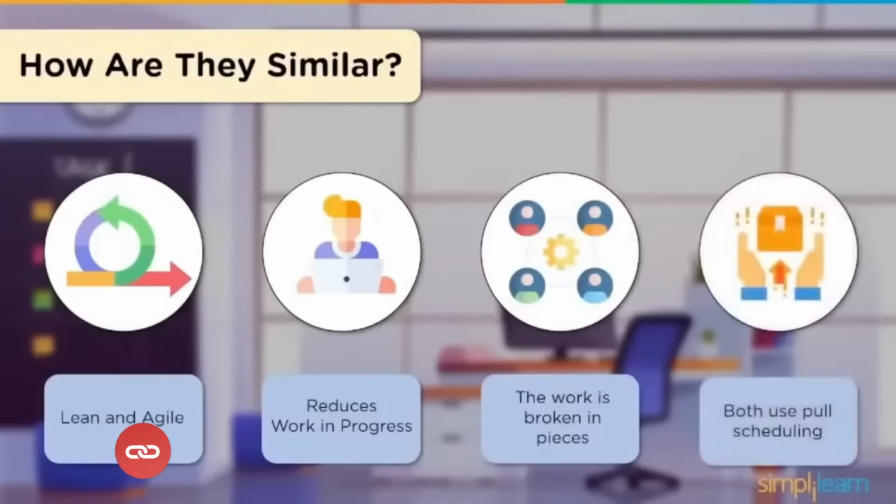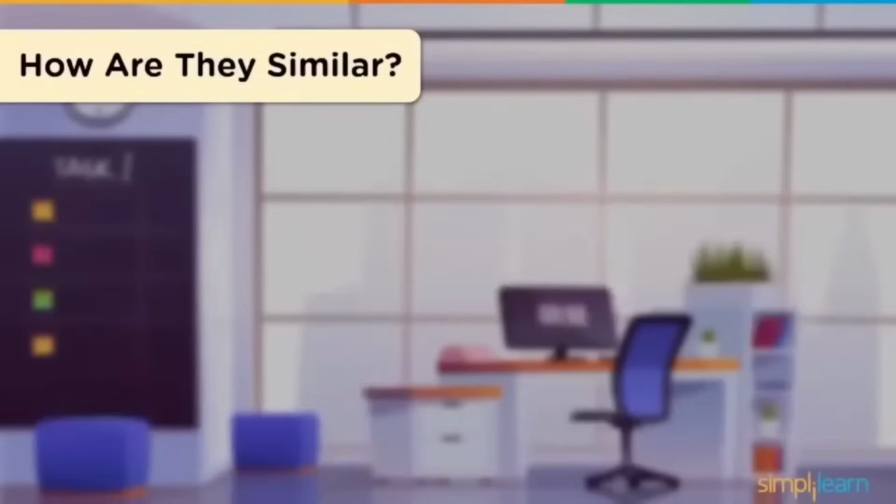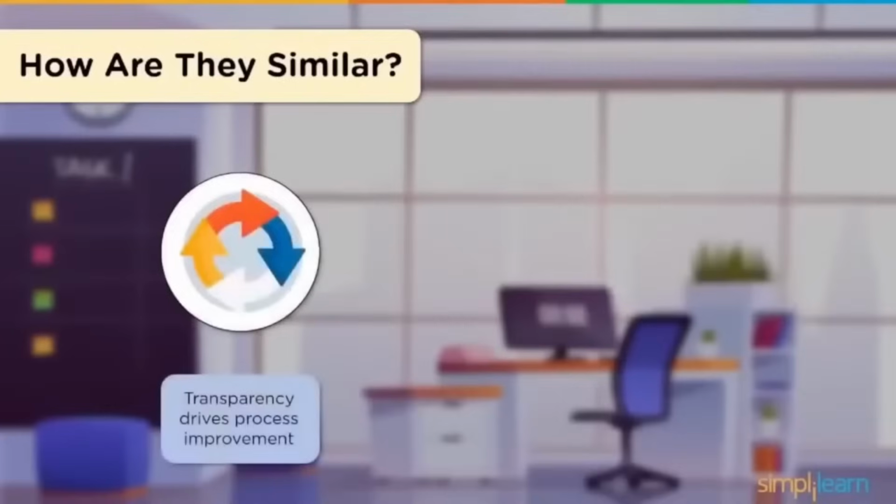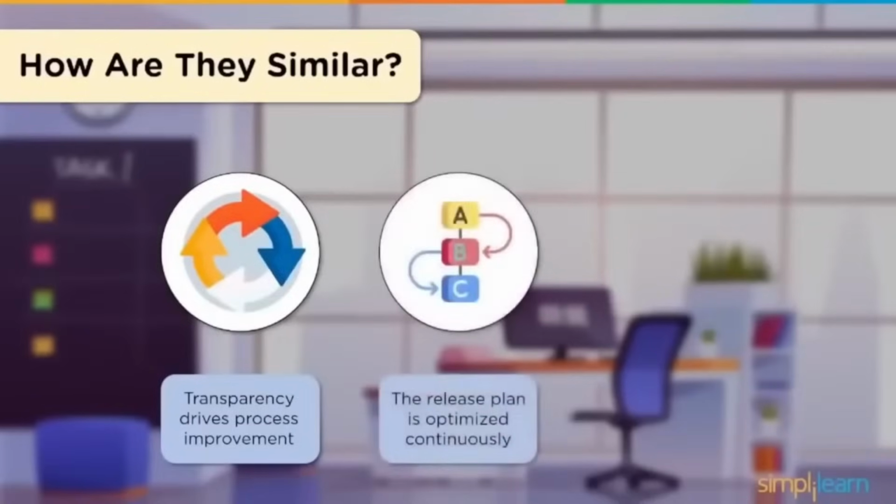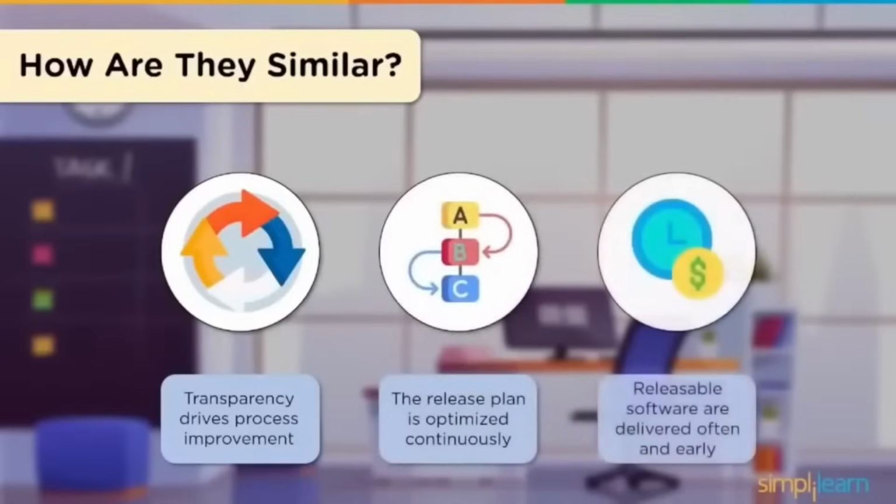Both of these frameworks use pull scheduling. Now this means that products are only built based on demand rather than forecasts. Transparency plays a major role in both these frameworks by helping them drive process improvement. And in both cases, the release plan is continuously optimized. And finally, both these methods aim to deliver releasable software often and earlier than expected.